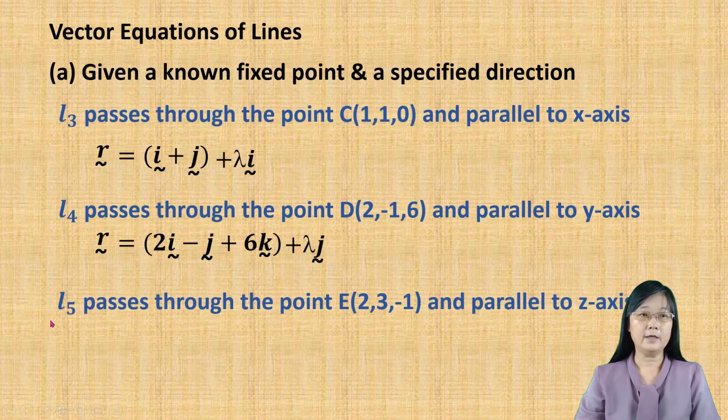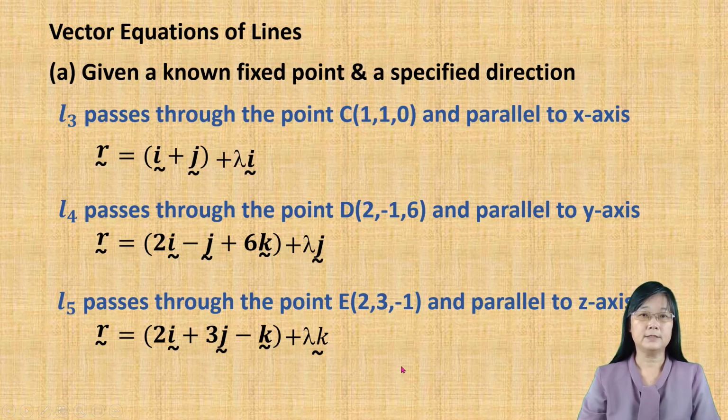As for line L5, L5 passes through the point E and is parallel to the z-axis. The unit vector for the z-axis is k. On the z-axis, y and x are equal to 0. So the direction is k. When we sub into the formula, the vector equation for line L5 is this one.